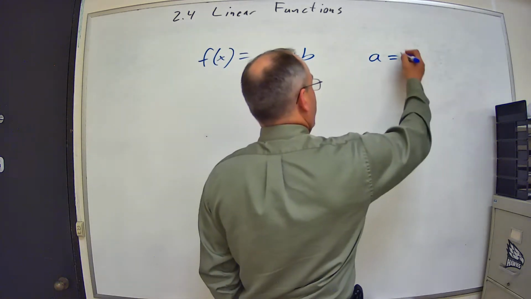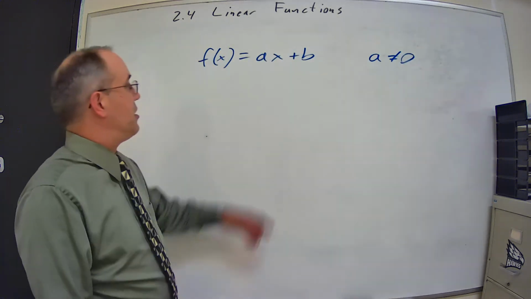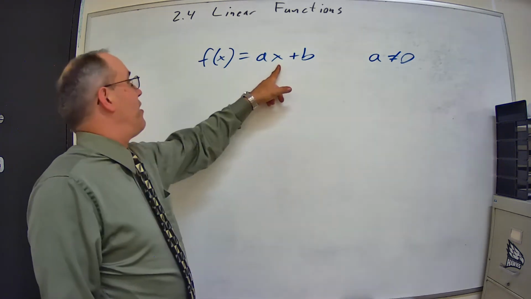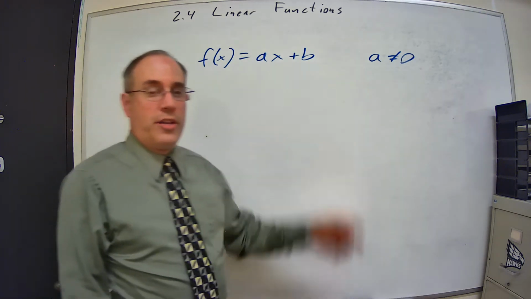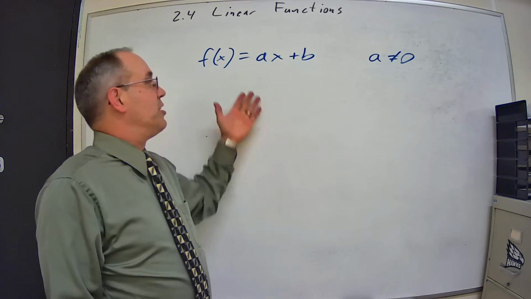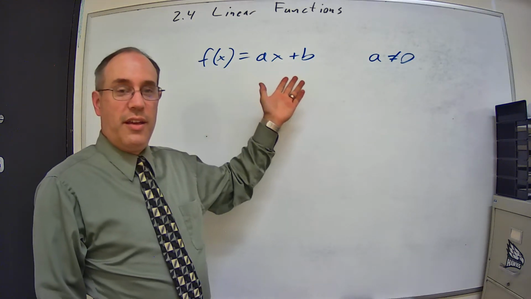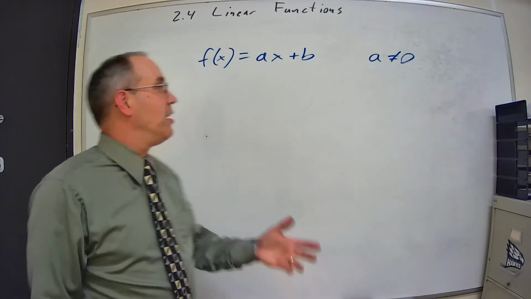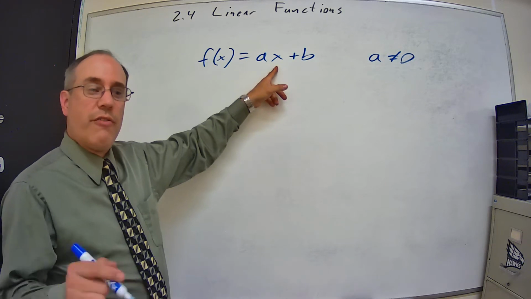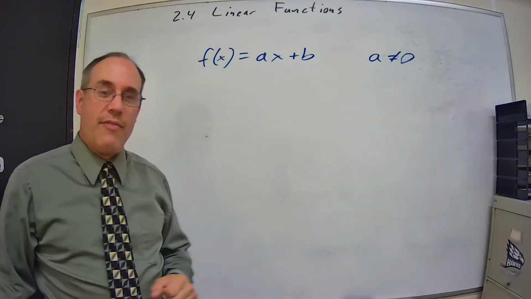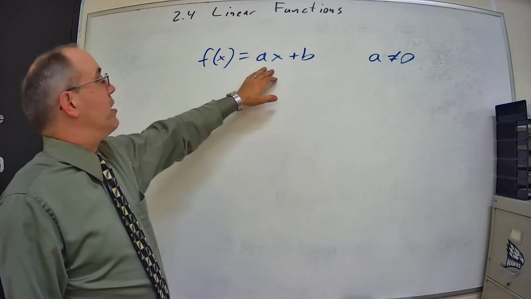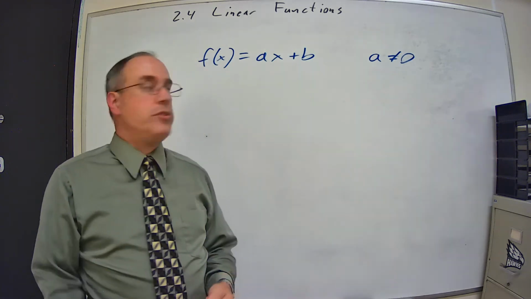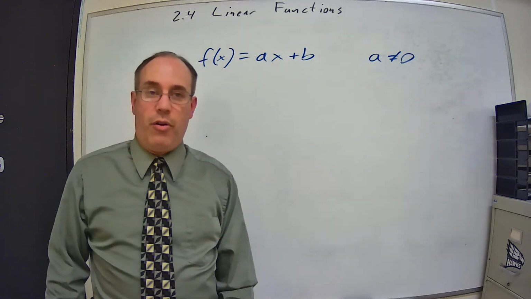I'm going to put that a not equal to 0 because that's very important. If a is equal to 0, then it doesn't matter what x is, and we end up with f of x is equal to b, which is not a function really. It's a horizontal line, but it's not a function of x, because x will not have any effect on the output. So linear functions: f of x is equal to ax plus b, where a and b are real numbers, and a is not equal to 0.